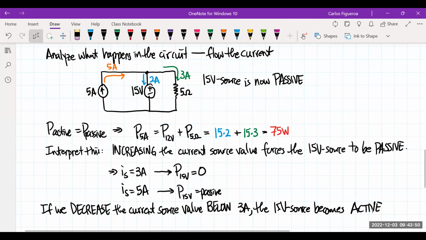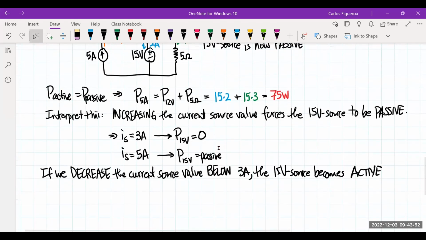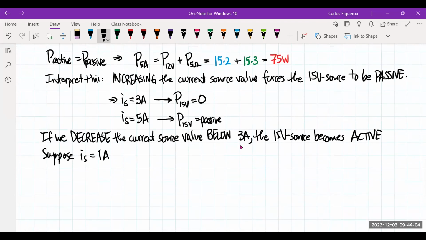So as an example, let's look at this. Suppose I source equals 1 amp. So if it's 1 amp, then I look at my current source and it's going to go like this. So I have 1 amp. Now I have 15 volts. And then I have my resistor. Now if I do the same thing as I did before and follow the current, here's what we're going to see.